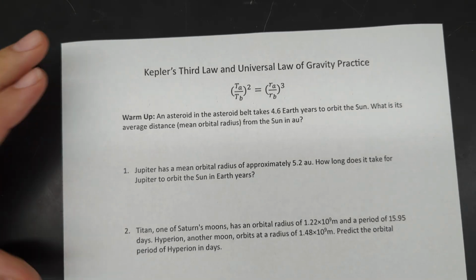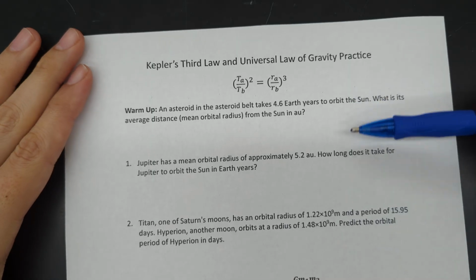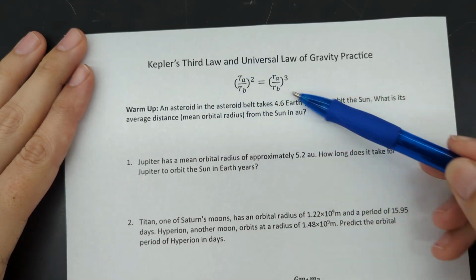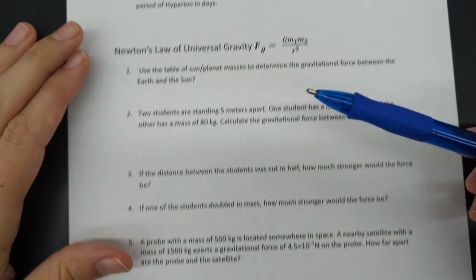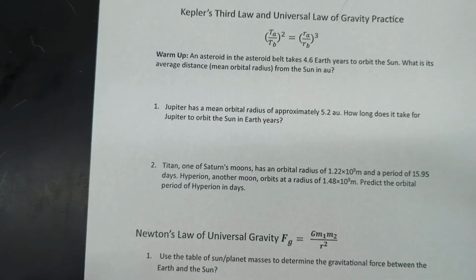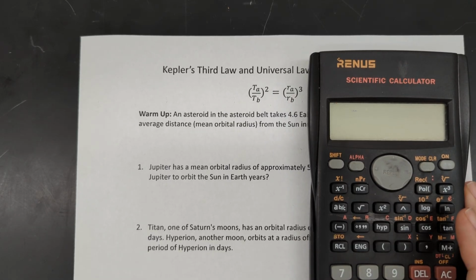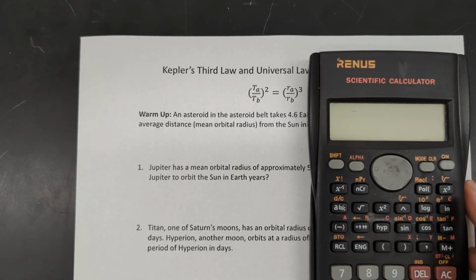In this video, we're going to be going over two separate equations. The first three questions are going to be on Kepler's third law, right here. And the last few are going to be on Newton's law of universal gravity. So we're going to jump into it. Keep in mind, I have my calculator right here because we're going to need to do some calculations.